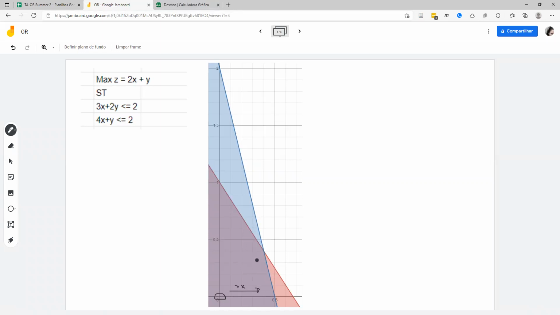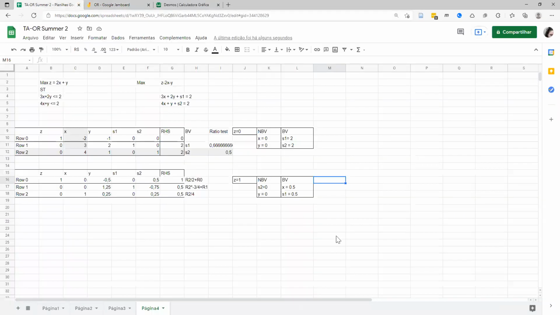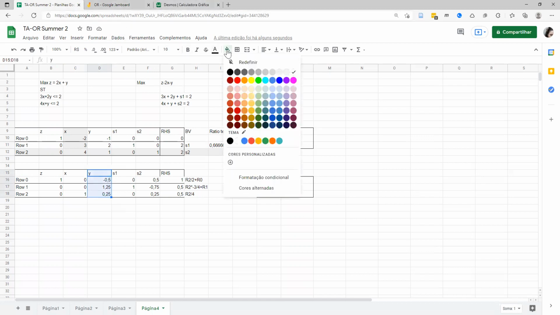Now we are going to make this movement over here because we are still not in the optimal. This place here is our optimal. So what the simplex is going to do is try to look for this point over here. And how it does this is showing us that we can still add something in the y variable, putting this number here as a negative number.